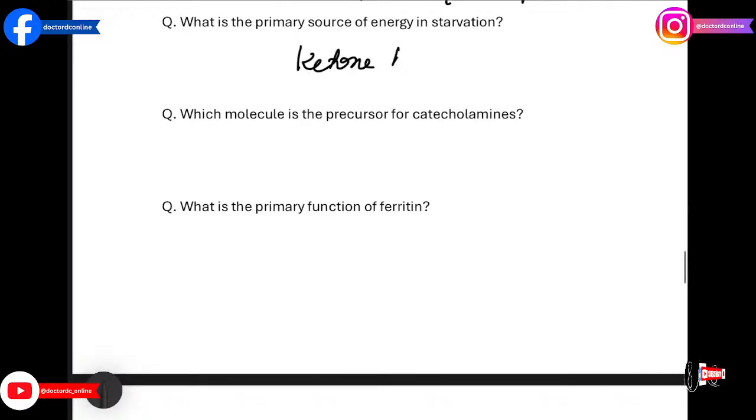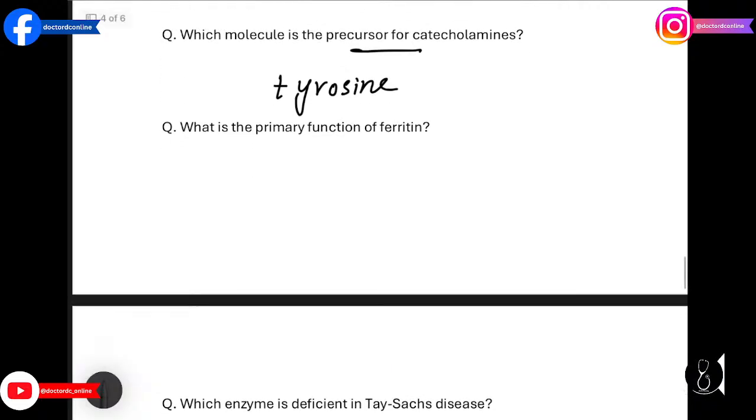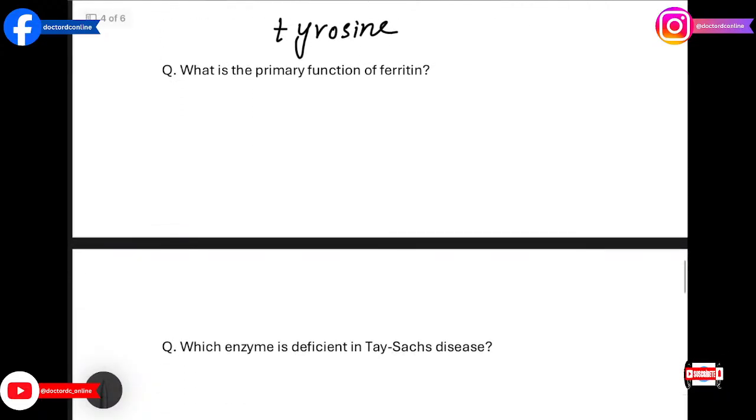The next question is, which molecule is the precursor of catecholamines? And the answer is tyrosine. It is converted to dopamine, norepinephrine, and epinephrine. The next question is, what is the primary function of ferritin? And the answer is iron storage. It sequesters iron in cells to prevent toxicity.